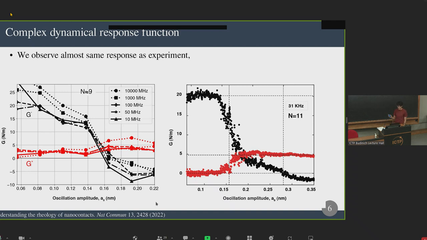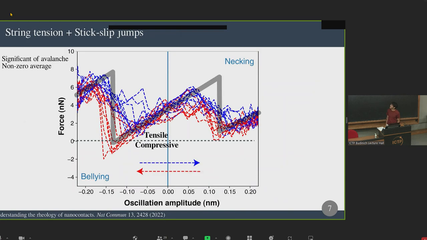Anyway, the message here is that this response looks frequency independent. And the puzzling thing is you have negative G prime even in the simulations. So something should be understood. So what's going on? I think all the mystery is hidden in this picture.